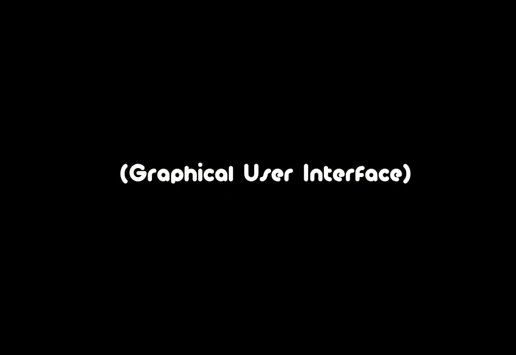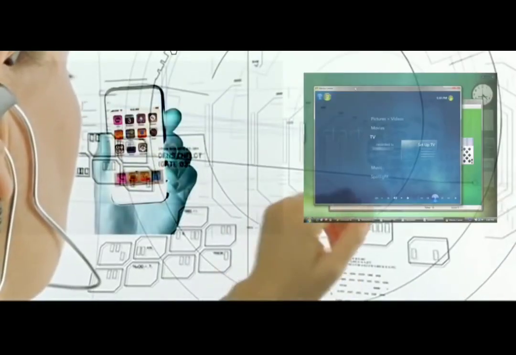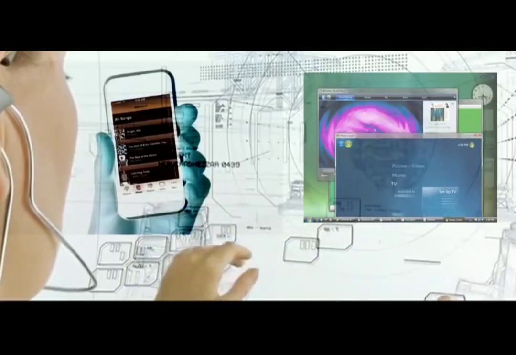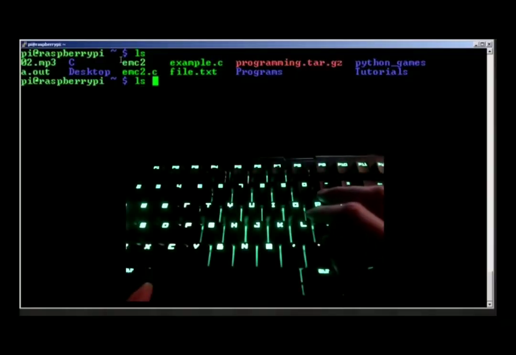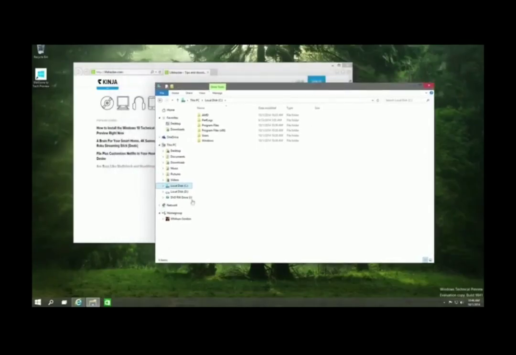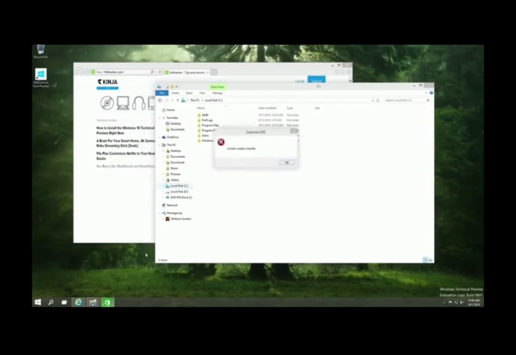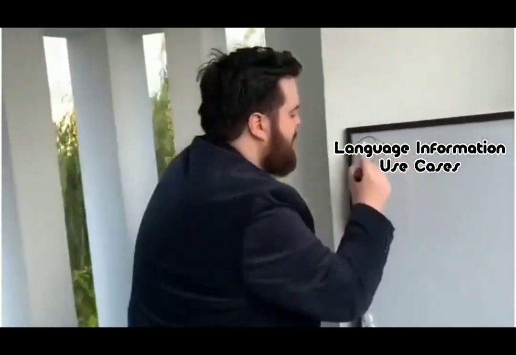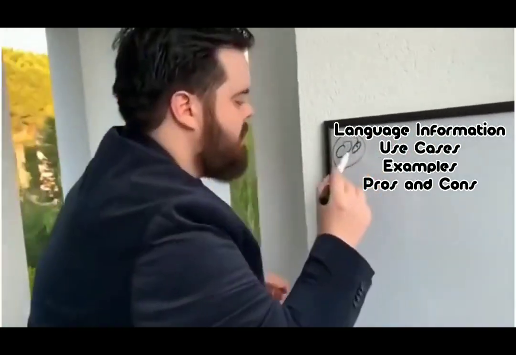Console and GUI, also known as Graphical User Interface, are two different ways of interacting with computer systems. Console interfaces are text-based, while GUIs use graphical elements such as icons, menus, and windows to interact with the system. Here's a more in-depth discussion of each interface and their language information, use cases, example, pros and cons.